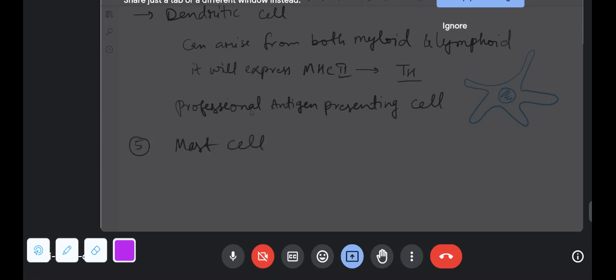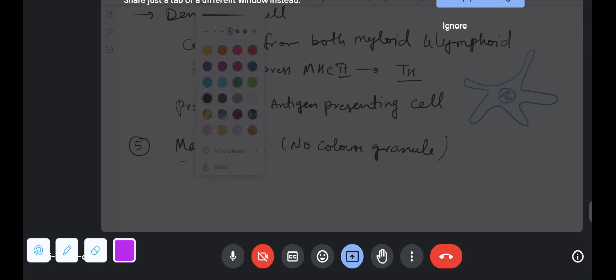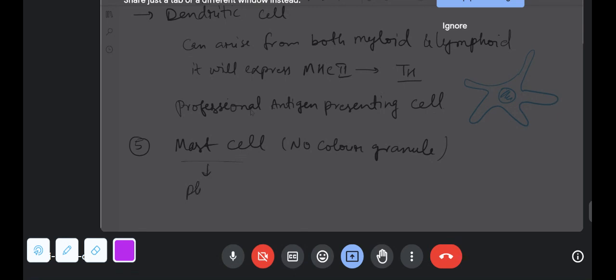Mast cell is also granulated, but with no color granules. If you put the dye, no color will go. Mast cell is pluripotent in nature. Pluripotent means it will directly derive from pluripotent stem cells.